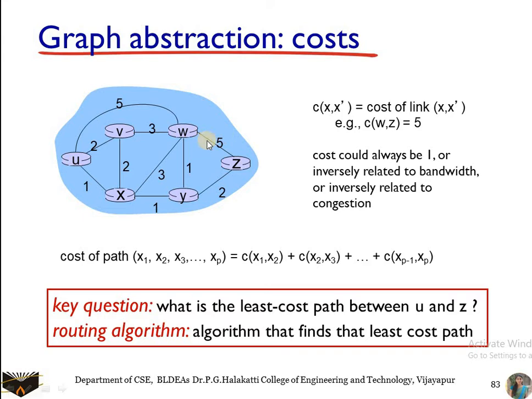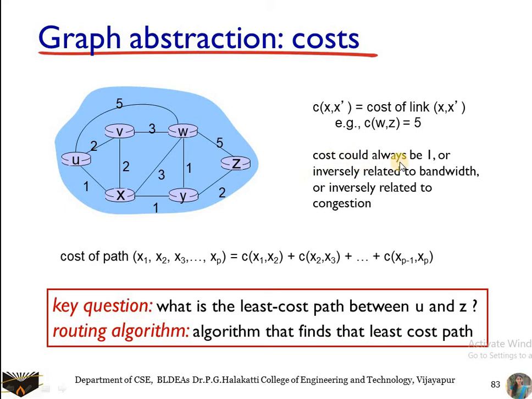So here the value above this link indicates the cost required to travel from that particular node to another node. The cost required to travel from W to Z is represented above this particular link, that is, above the edges. You can see the cost on almost all the links here. So V to W, the cost is 3. X to Y, the cost taken from node X to node Y is 1.